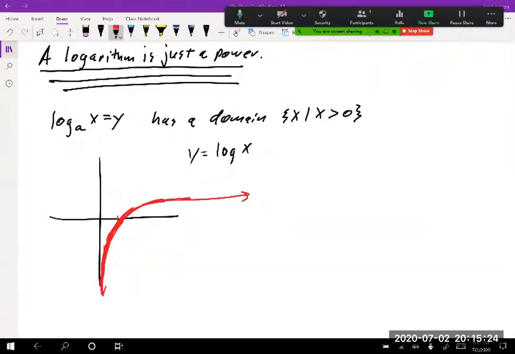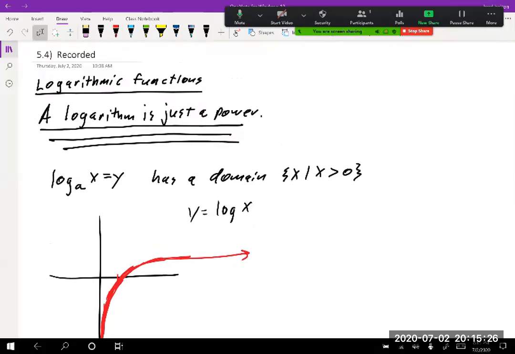So today we're going to talk about logarithms, and we're going to learn a little bit about their domain, maybe what might be an inverse of a logarithm. So the one thing I want you guys to keep in mind and always remember is a logarithm is not some big scary thing. It's just a power. It's just an exponent. Okay, so that's all the logarithm is.